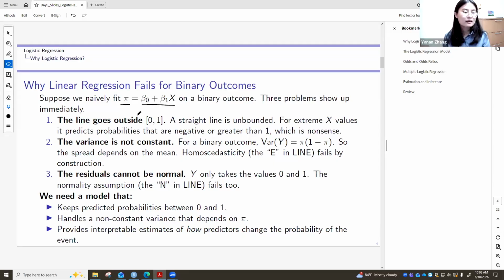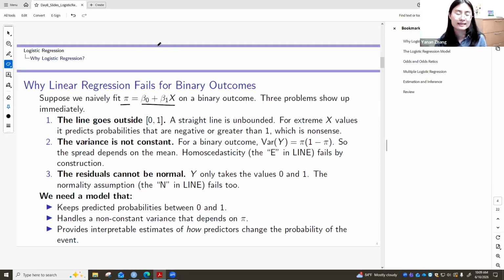We know the probability goes from 0 to 1. But what are the possible values of a straight line? A straight line can go from negative infinity to positive infinity, right? So the range of the left side of the equation and the right side of the equation does not match, right? This is the first main reason why we should not use a linear regression for a binary outcome.